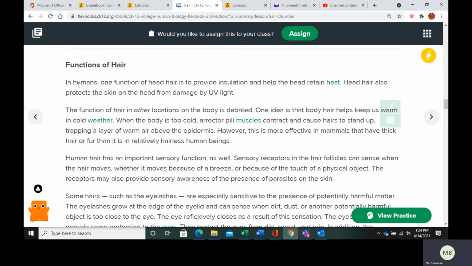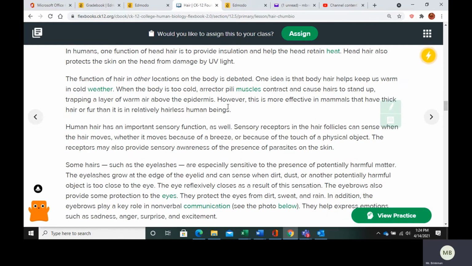So functions of the hair. It has a few functions. It can provide insulation and help your body retain heat. It's also going to protect the skin on the head from damage from UV light. As for the function of hair in other locations, they don't really know.